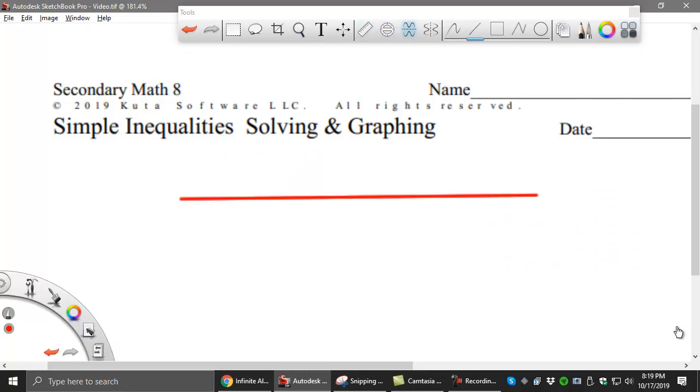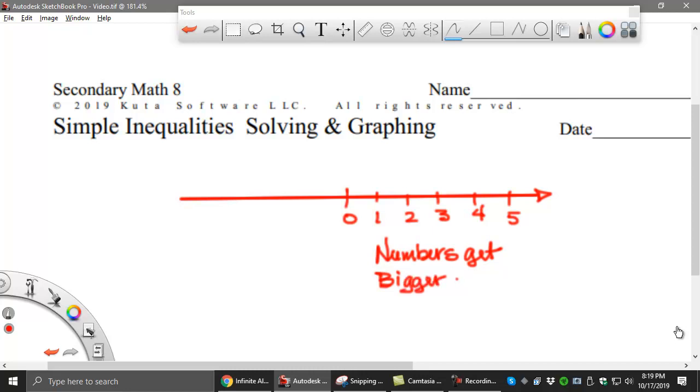Okay, let's take a look at our number line here for a second. We're going to talk about what it means to be greater than or less than. So you've got 0, 1, 2, 3, 4, and we'll just go up to 5. If you look at the numbers, they increase going to the right. So numbers get bigger as they go to the right. That means if a number is bigger than another number, it has to be to the right of that number. That makes perfect sense, right? So greater than or equal to always goes to the right.